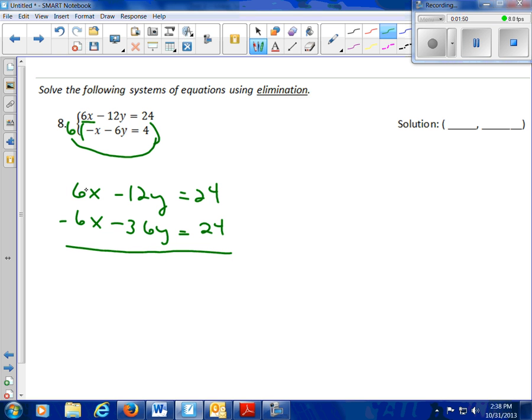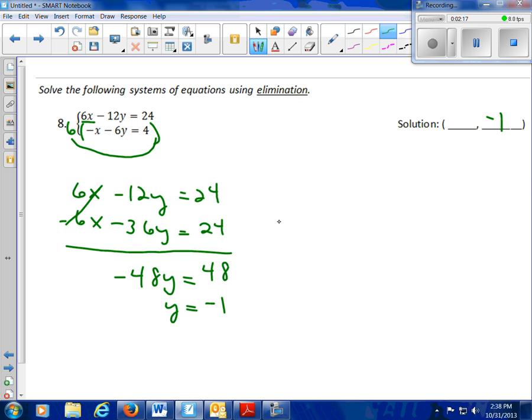So now that I have the same number but opposite signs in front of x, if I add my two equations together, 6x plus negative 6x add up to 0x. I know that negative 12 and negative 36 is going to give me negative 48y, and 24 plus 24 gives me 48. If I divide both sides by negative 48, I'm going to get negative 1 for y.